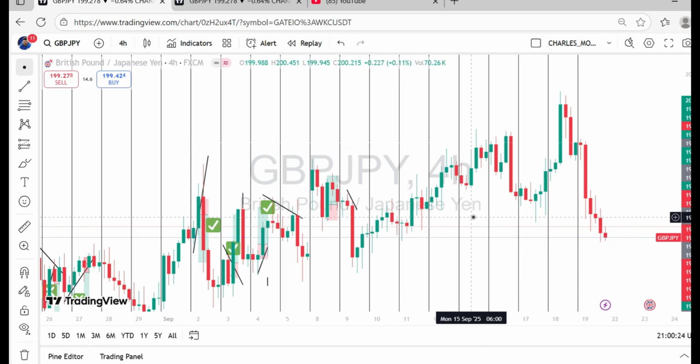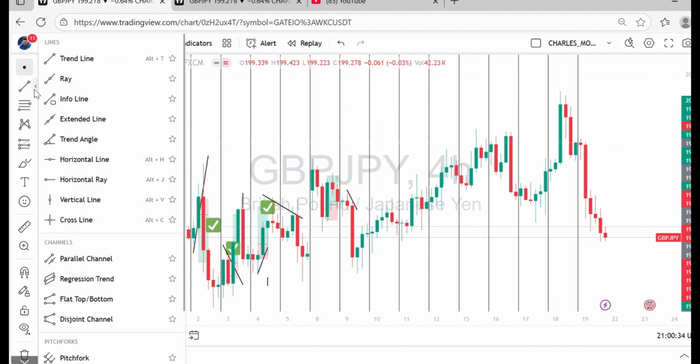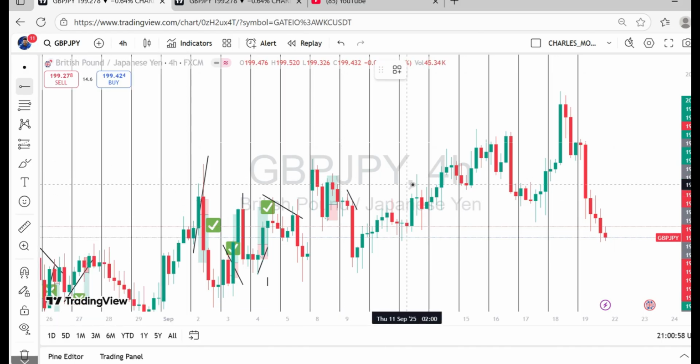So basically, what I usually do every Monday is that I go to this option here, then I go straight, hope you are watching, to the trend line, gray, info line, extended line, trend angle, horizontal line, and this next one here, which is the horizontal ray. I click it, then I come back to the chart again.